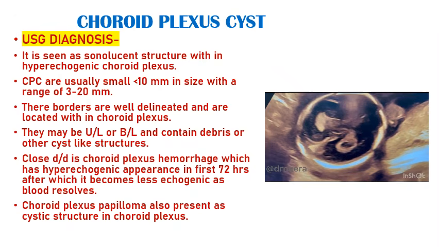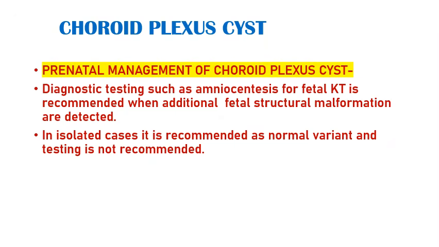A close differential diagnosis is choroid plexus hemorrhage, which has a hyperechogenic appearance in the first 72 hours, after which it becomes less echogenic as the blood dissolves. Choroid plexus papilloma also presents as a cystic structure in the choroid plexus. In prenatal management, diagnostic testing such as amniocentesis for fetal karyotyping is recommended when additional fetal structural malformations are detected. In isolated cases, it is regarded as a normal variant and testing is not recommended.